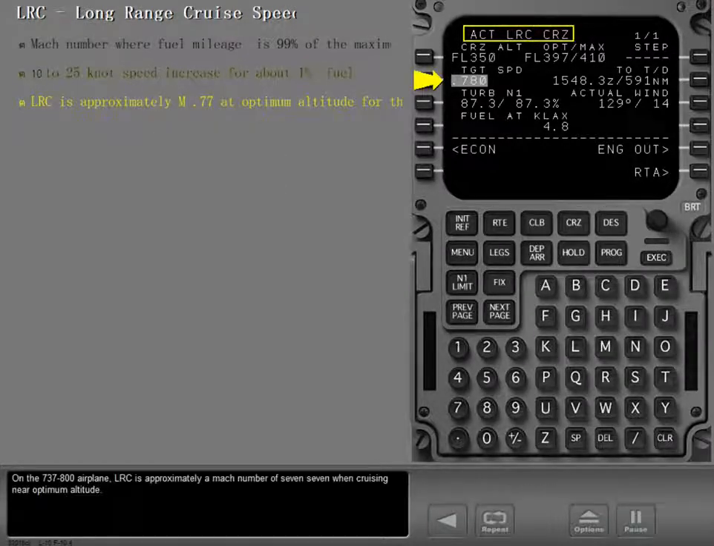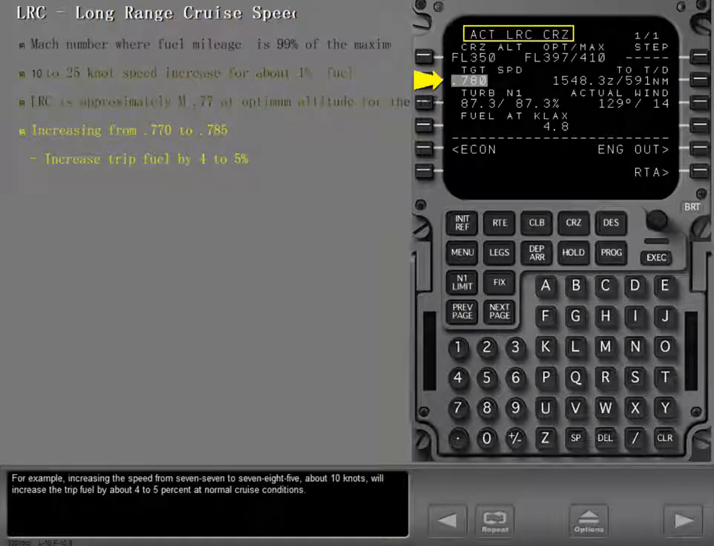On the 737-900 airplane, LRC is approximately a Mach number of .77 when cruising near optimum altitude. For example, increasing the speed from .77 to .785, about 10 knots, will increase the trip fuel by about 4 to 5% at normal cruise conditions.